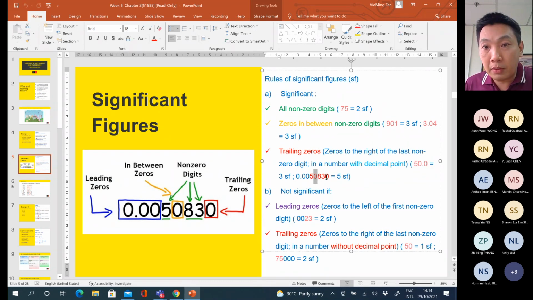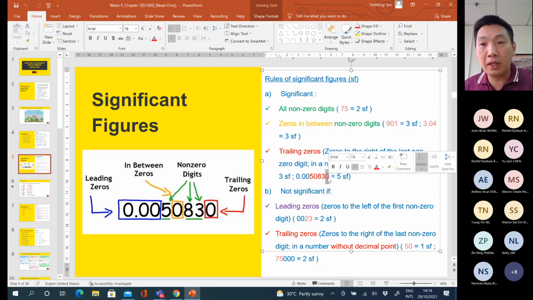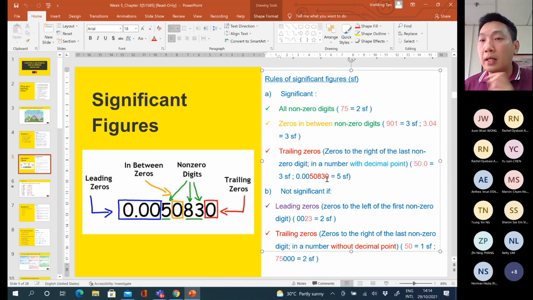How about this 0? We call this the trailing 0. Don't forget this trailing 0: on the left-hand side of the trailing 0 there are some non-zero figures. So this 0 should be included as a significant figure as well.